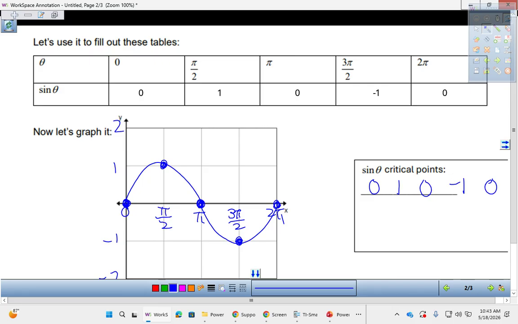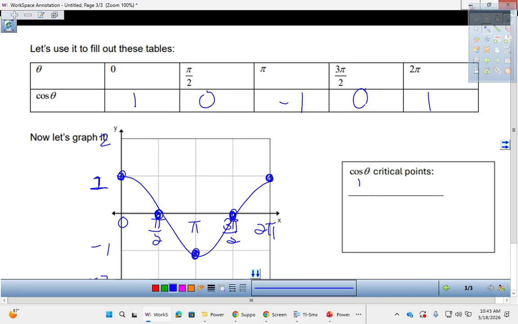So the critical points of sine are the turning points, okay? It's when they change direction. The critical points of cosine are the same numbers, but in a different order, okay? So cosine is 1, 0, -1, 0, 1. Just the way we go around the circle for the x's and the y's, all right?